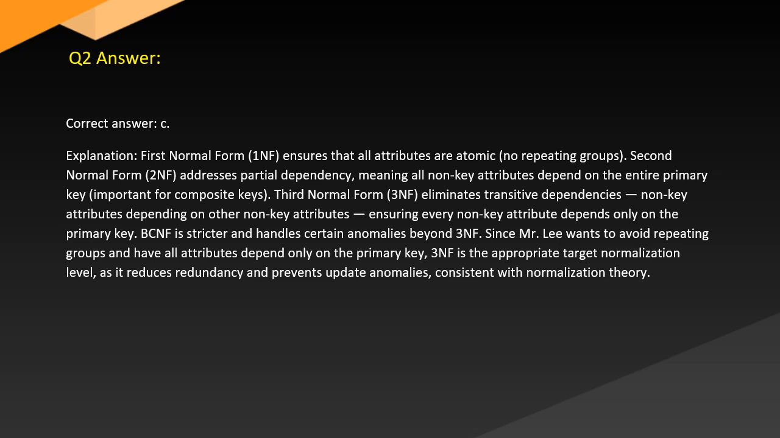Answer. Correct answer: C. Explanation. First normal form, 1NF, ensures that all attributes are atomic, with no repeating groups. Second normal form, 2NF, addresses partial dependency, meaning all non-key attributes depend on the entire primary key, important for composite keys. Third normal form, 3NF, eliminates transitive dependencies, non-key attributes depending on other non-key attributes, ensuring every non-key attribute depends only on the primary key. BCNF is stricter and handles certain anomalies beyond 3NF.